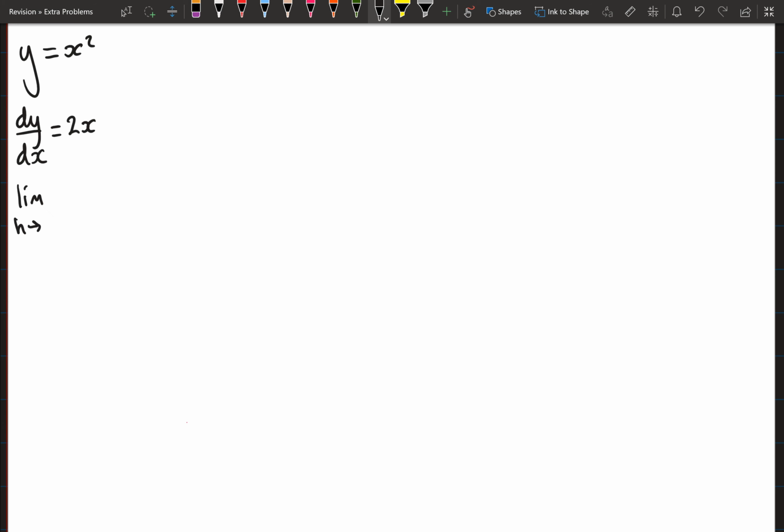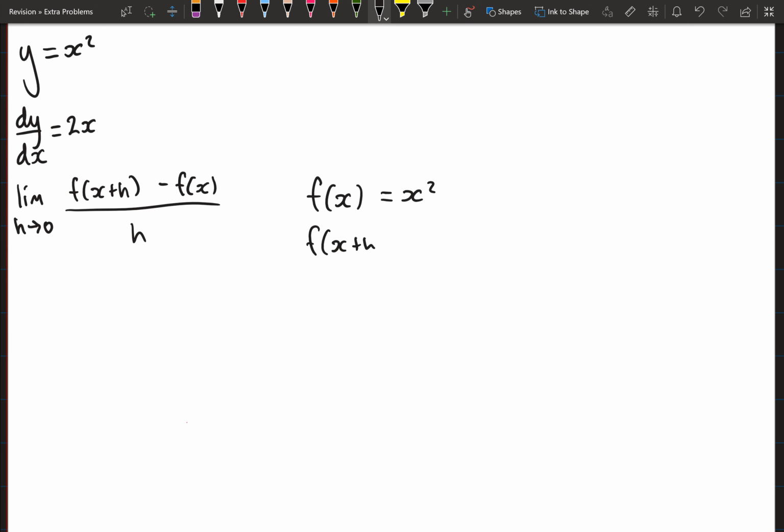The limit as h tends to 0 of f of x plus h minus f of x over h. This is an absolutely fine way of finding the derivative using the first principles method. And what you'd do is say that f of x is equal to x squared, and then f of x plus h is equal to (x plus h) squared, and you'd substitute this in, and then you'd do some rearranging and some cancellations, and you'd find that indeed this is 2x.